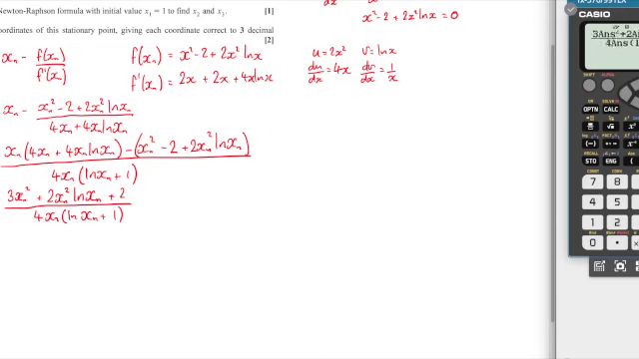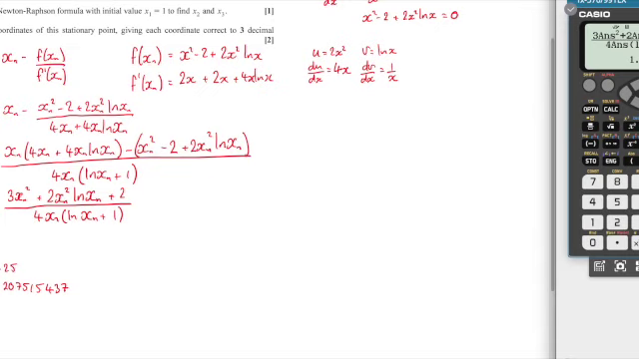So x2 is 1.25. Again, I wouldn't use 5 over 4 because that implies it's an exact answer, and we know we're not going for one. Do it again, and I'm going to get x3 is 1.207515437.